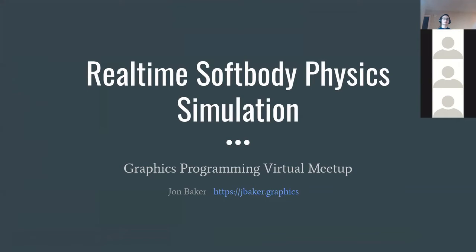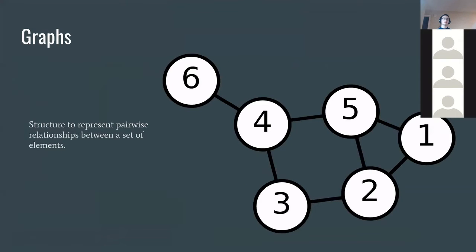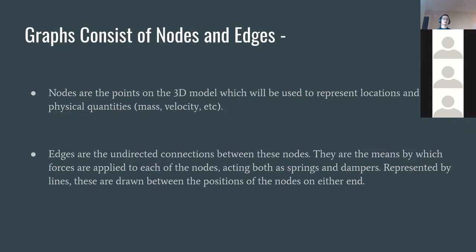This is going to be covering real-time soft body physics, and specifically there are different approaches to this type of simulation, and this is using spring mass damper systems. If you have a computer science background, you probably are familiar with the data structure of a graph. I think this is a very appropriate definition for this particular context: it's a structure to represent pairwise relationships between a set of elements, and that consists of nodes and edges.